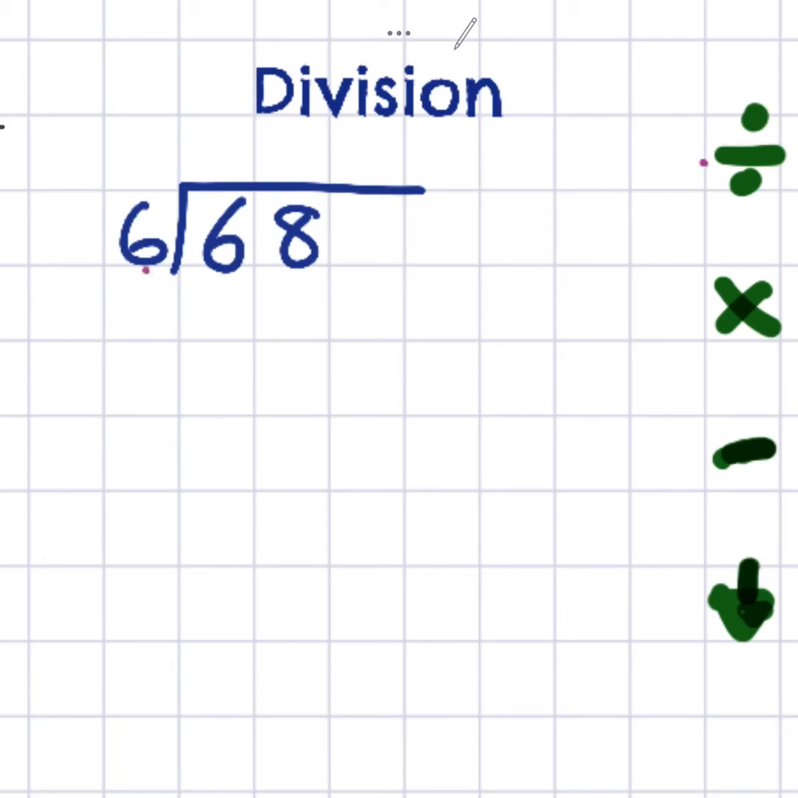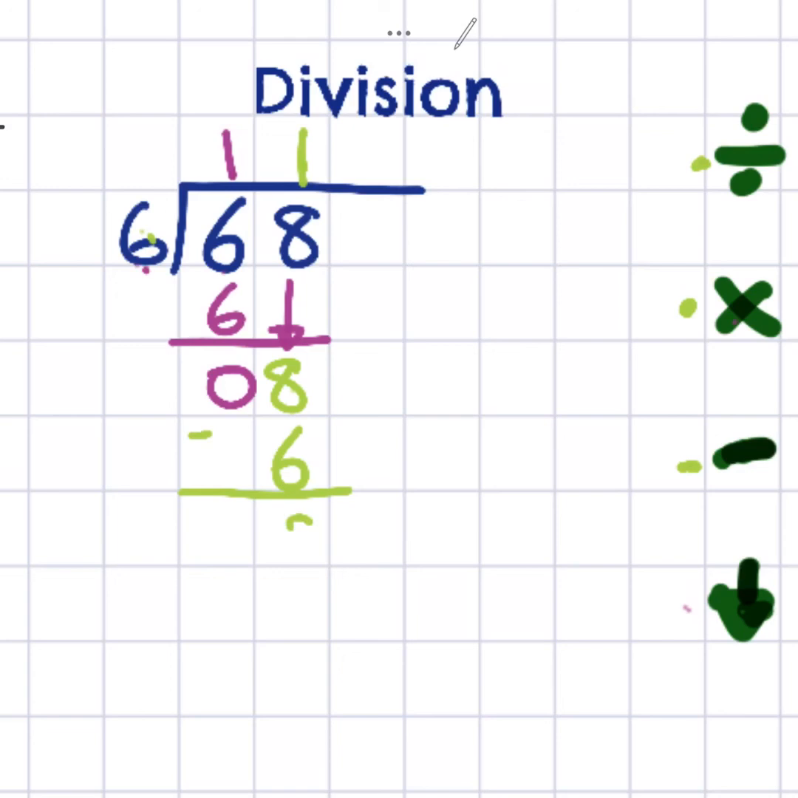First of all we do 6 divided by 6 and we get 1. Then we multiply that, so 6 times 1 is 6. We subtract, we get 0, we bring the 8 down. Hopefully you can see on the right hand side that I'm colouring as I'm going. Then we do 8 divided by 6, which gets us 1 with a remainder. 6 times 1 is 6. Subtract the 6 from the 8, and you get 2.